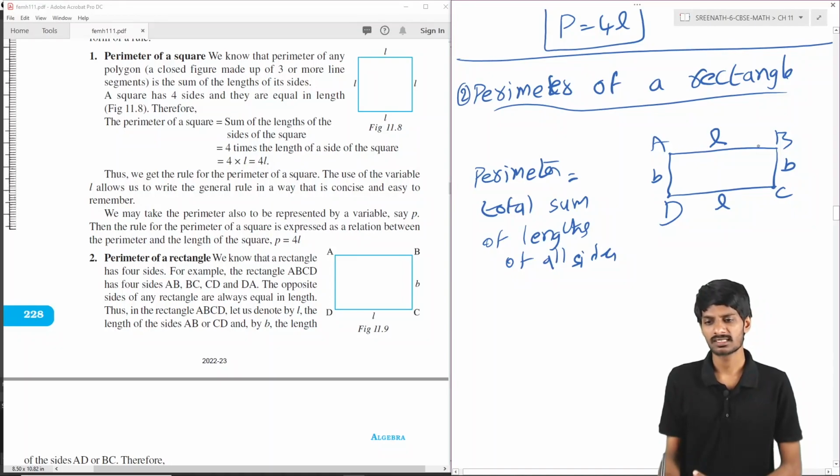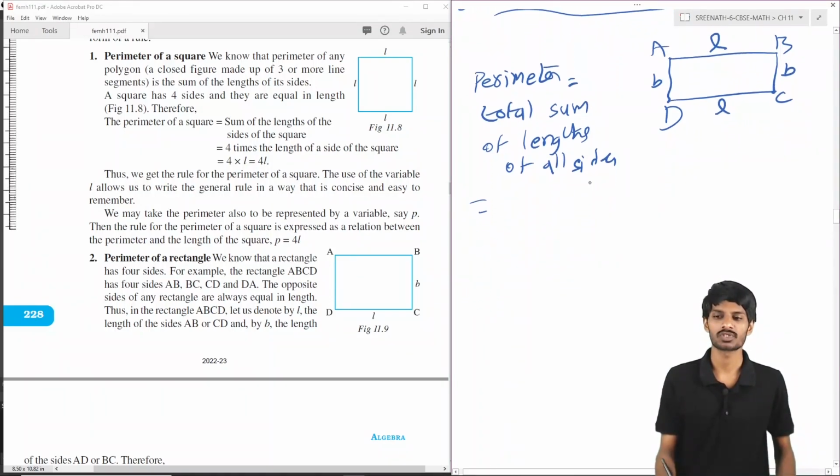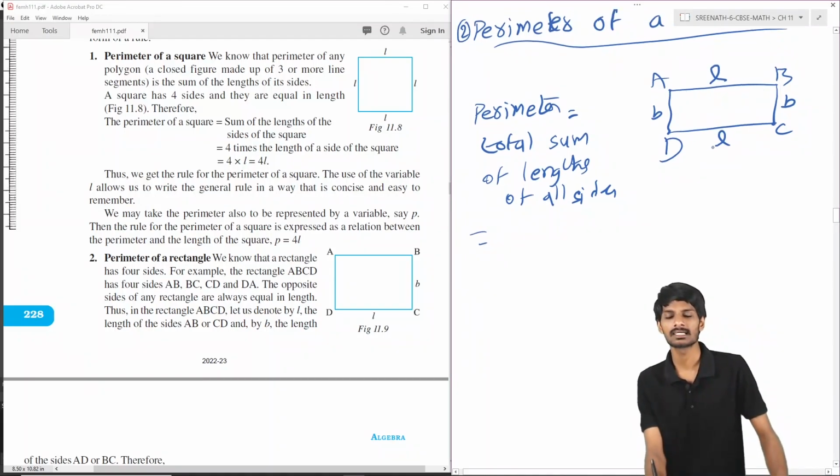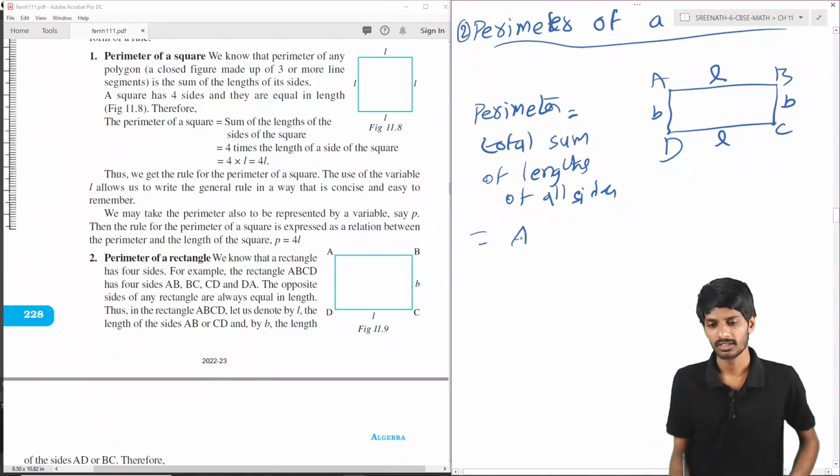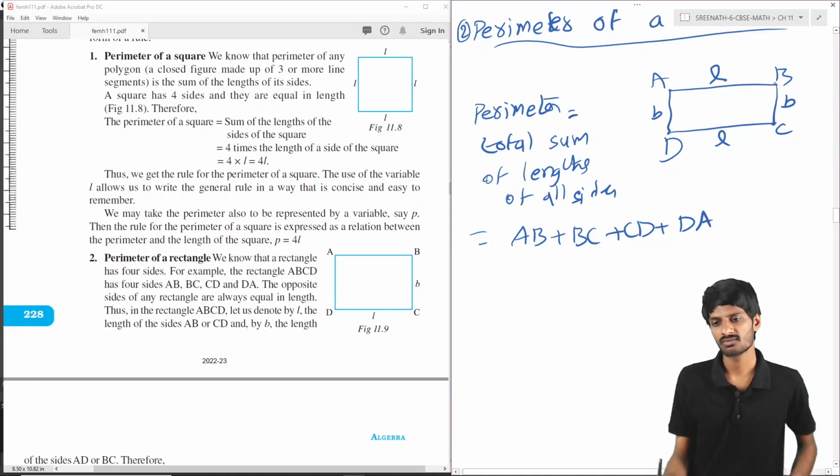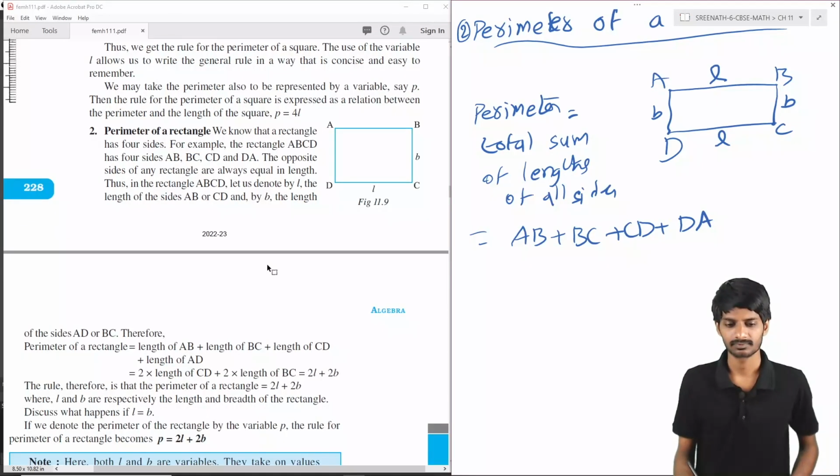So we have to add this side length, this side length, this side length, this side length, like that. So instead of students, there is an option. Why? Because this side length and this side length are the same. So if you add AB, it is a line segment, BC is a line segment, CD is a line segment, DA is a line segment. So it is one thing, it is one thing, it is one thing, like that.